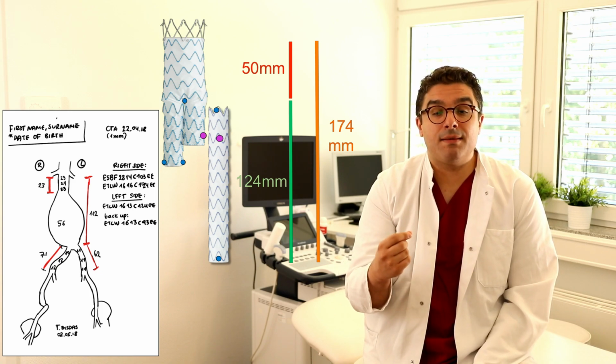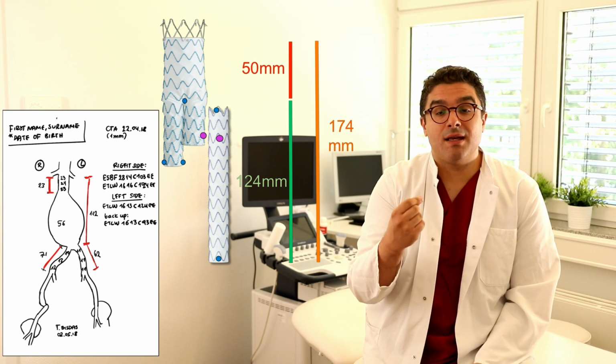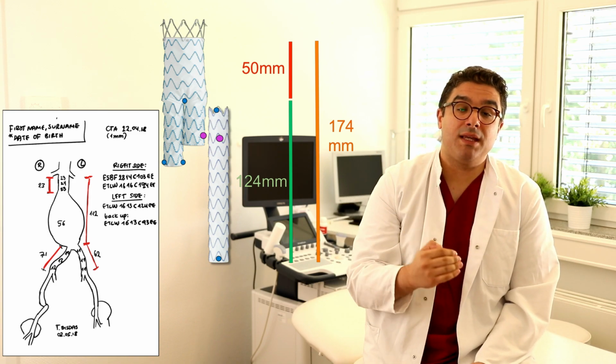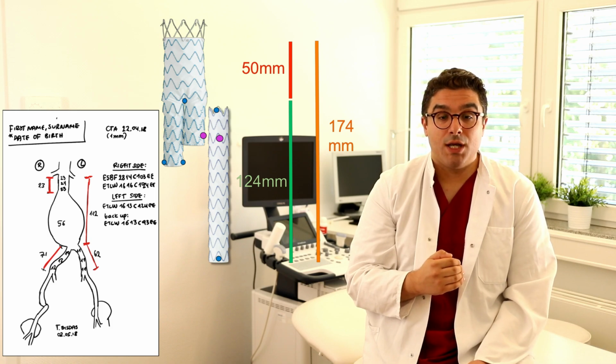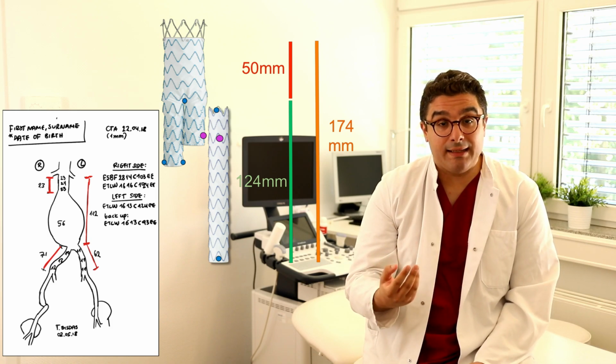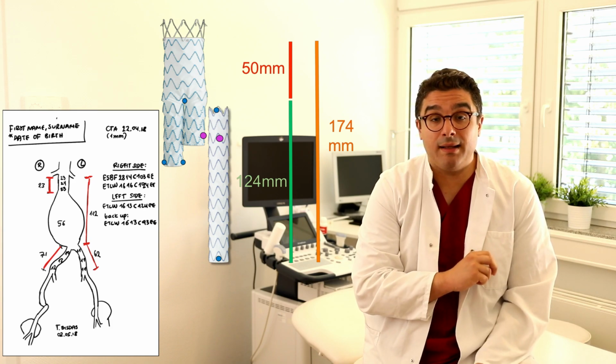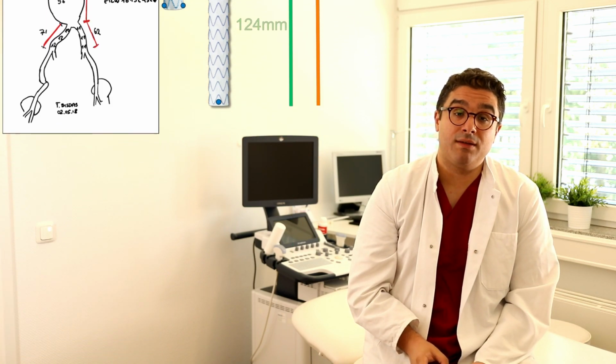Due to the fact that the minimum overlapping is 3 stents, you have to start directly from the beginning of the bifurcation. Thus, you will select an iliac limb of 124 millimeter, and such a limb exists with the Endurance device.